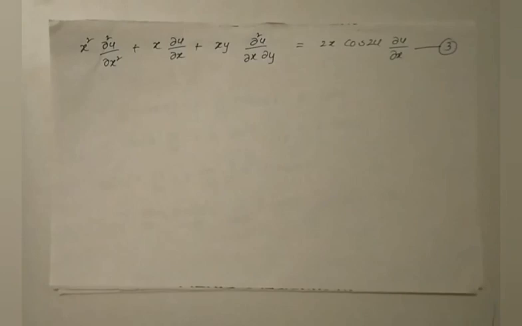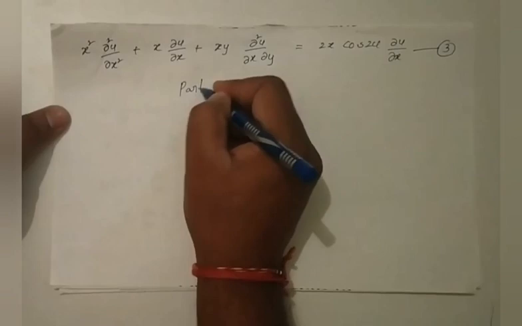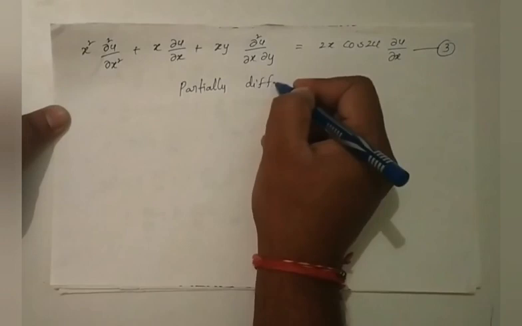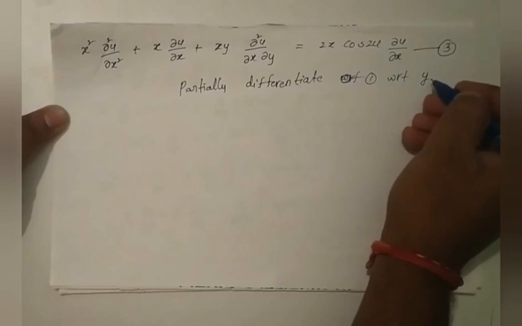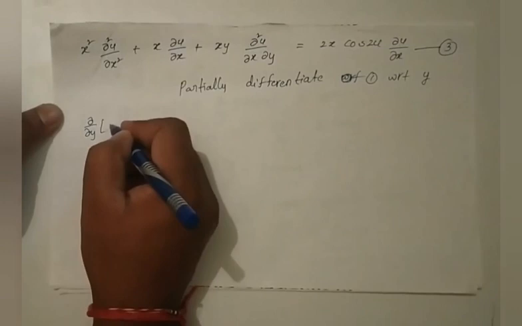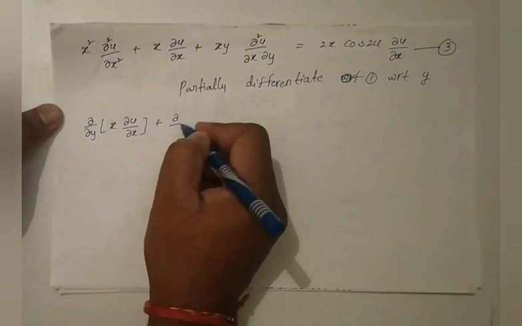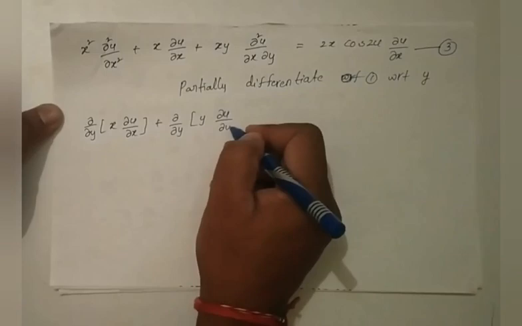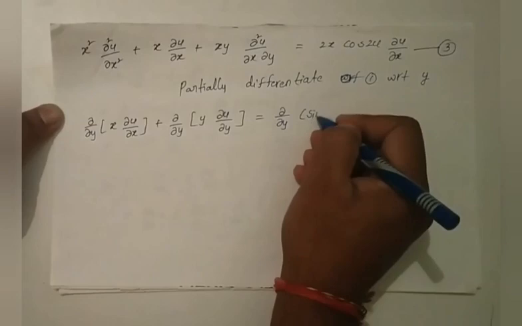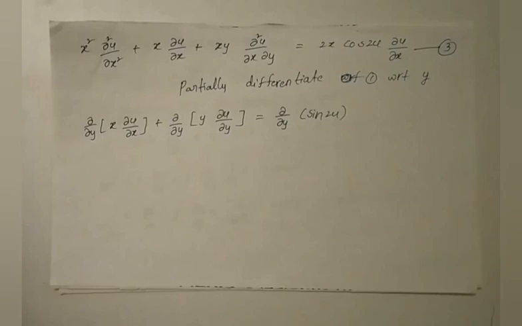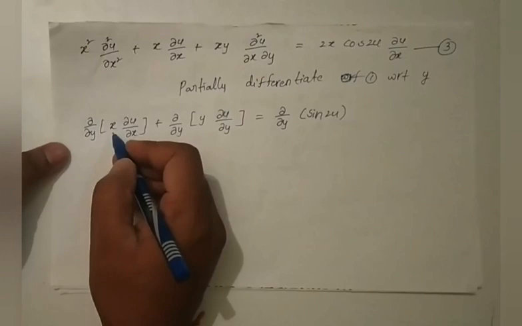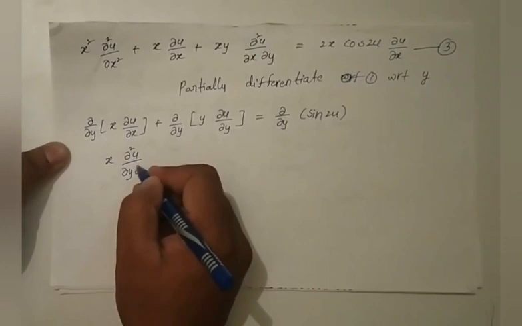Similarly, partially differentiate equation 1 with respect to y. We get ∂/∂y of x ∂u/∂x plus ∂/∂y of y ∂u/∂y is equal to ∂/∂y of sin 2u. Here I am writing directly. ∂/∂y of x ∂u/∂x: here x is constant, so x ∂²u/∂y∂x, that's all.